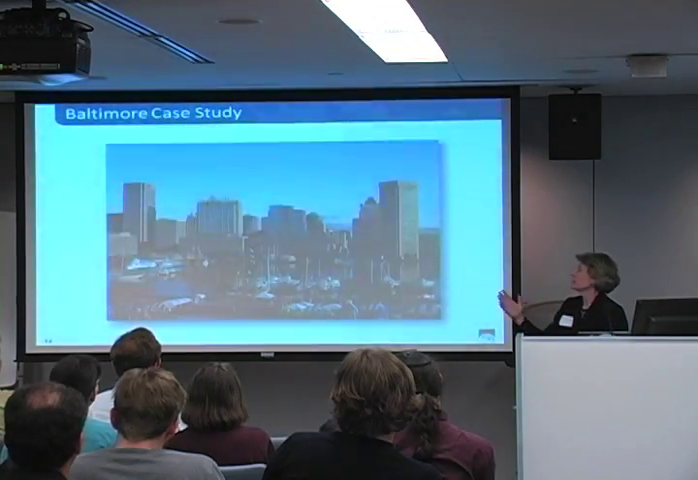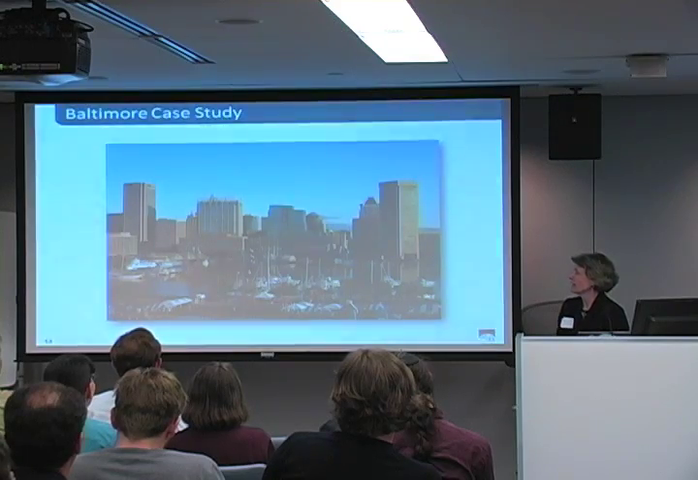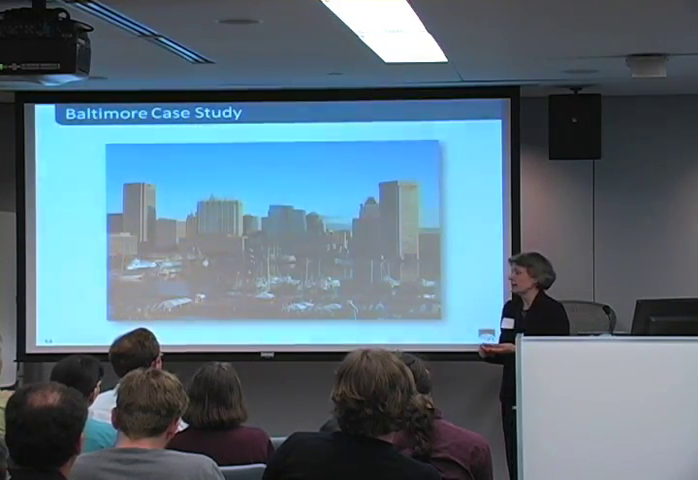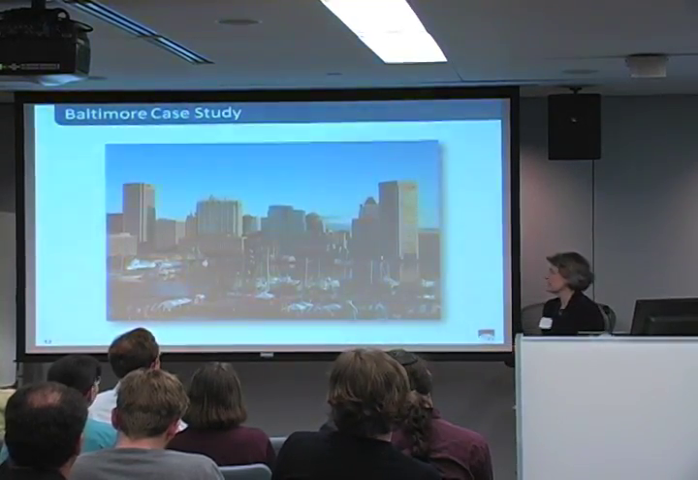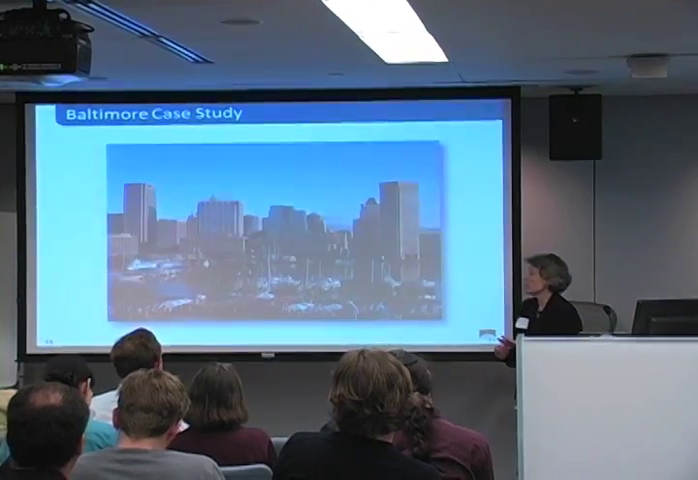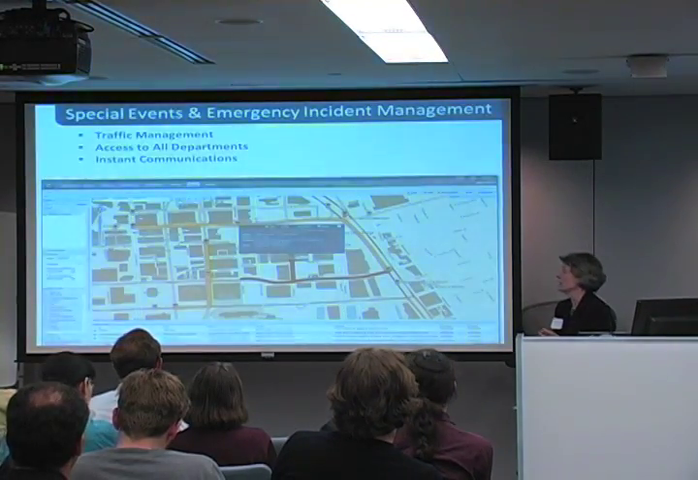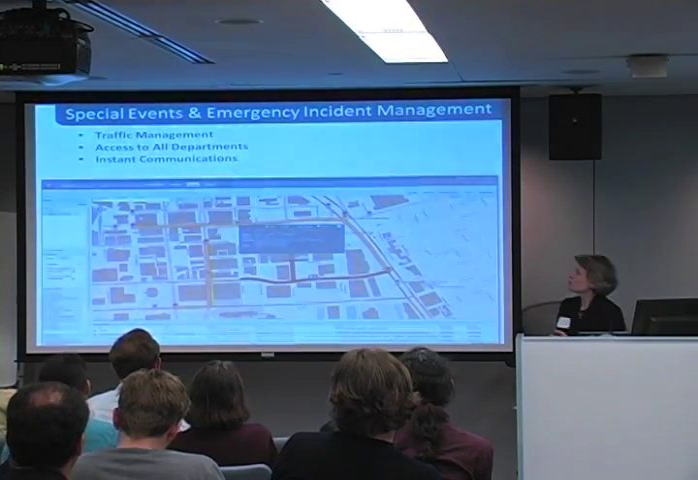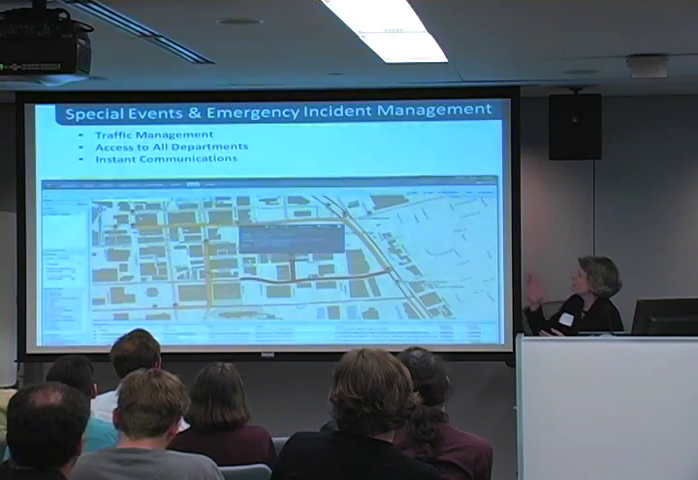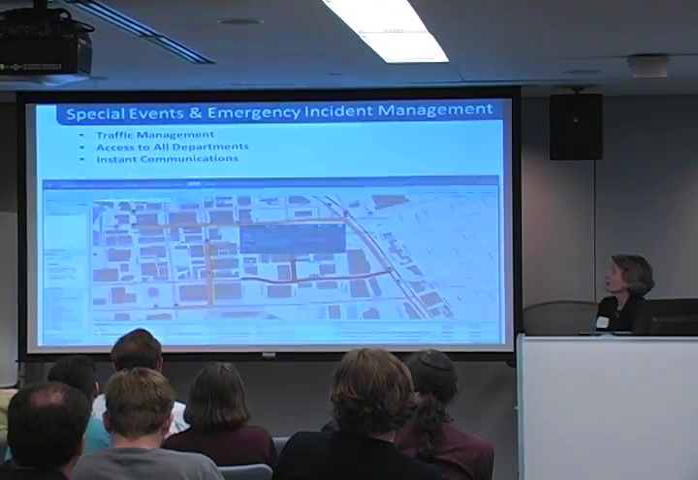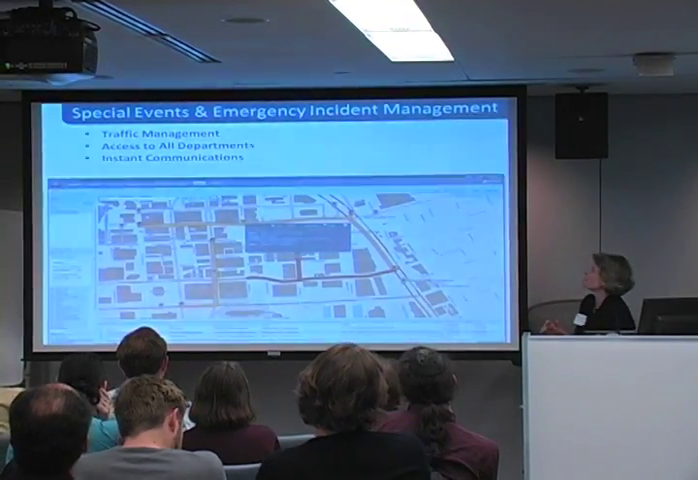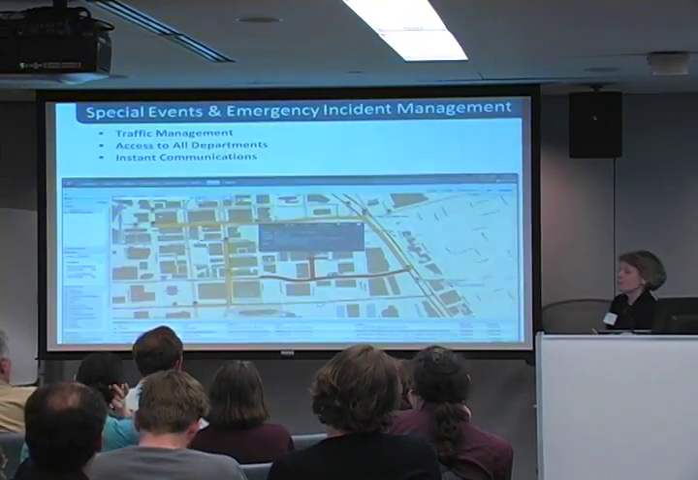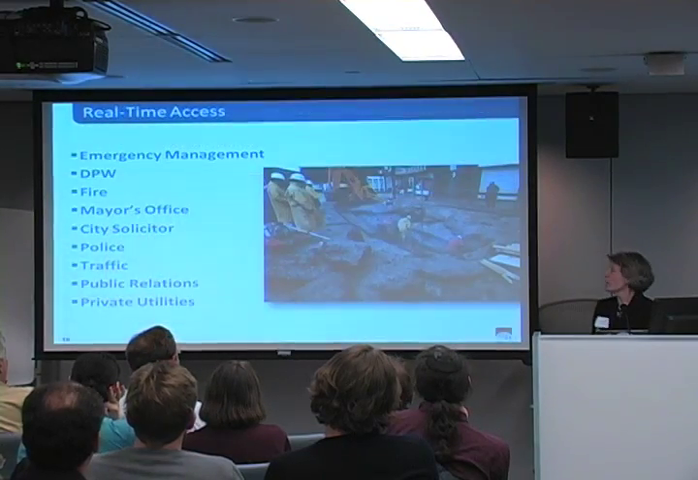I'm going to wait here a second to get to Baltimore. Baltimore is a case study, one of our users. They've got the application running in multiple departments: general services, transportation, Department of Transportation, Baltimore Gas and Electric, and another utility in their area. They're also using it to be able to do traffic management for special events and emergency incident management. So special events are things like a marathon, a festival. Emergency incident is something that we might know, like a broken water main.